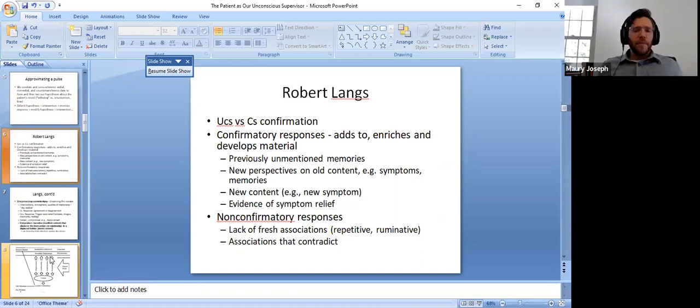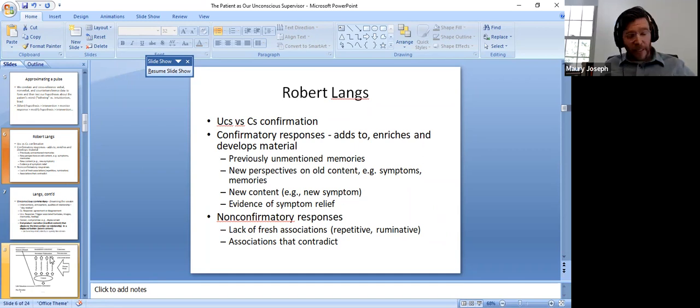And for Langs, examples of non-confirmatory responses are sort of the opposite of the confirmatory responses. So if you're seeing lack of fresh or new associations, if the session remains kind of repetitive or ruminative, you're not hearing new contents, new perspectives, and also important for Langs, associations that contradict your intervention are then non-confirmatory. Say you offer a particular idea about something that's happening in the relationship, and the patient says 3 or 4 different things that seem to contradict the way you were perceiving it. You may have an argumentative patient, but you may also be wrong, and it may be time to reformulate and augment your perspective with the feedback the patient is giving.